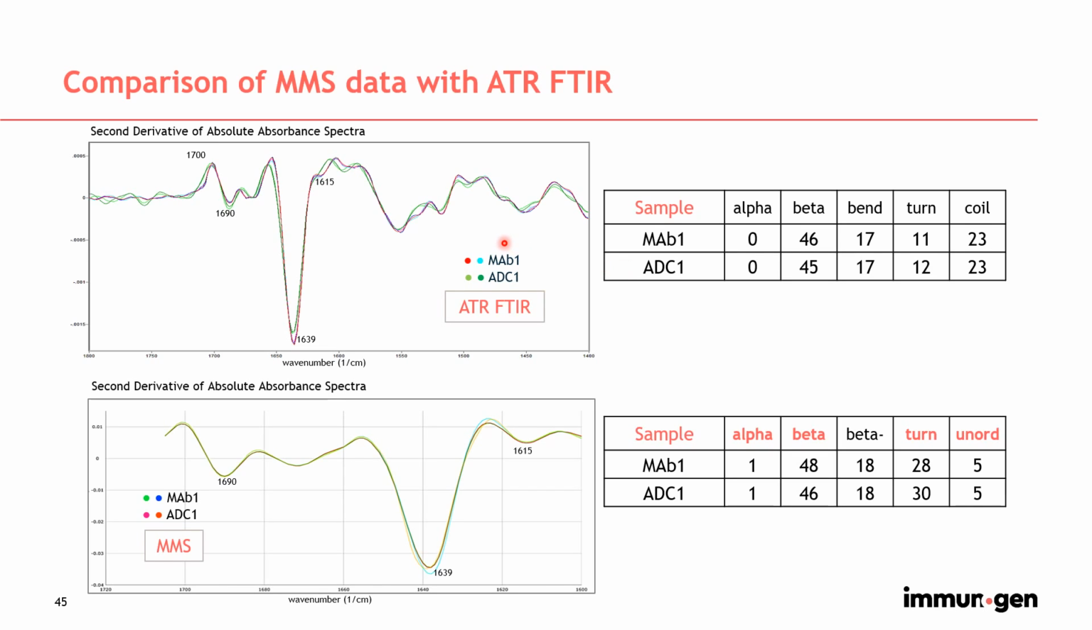Also looking at the fractional contributions in the antibody and the ADC of the different secondary structure components, there is great agreement between the major components of the alpha helix and the beta structures. Although there were some differences observed in the minor structural elements like the turns and the coils, this could be attributed to the differences in the softwares that were used to generate these numbers between the two different techniques. Also, the methods for curve fitting and the parameters used for peak assignments between these two were not completely harmonized, which could have resulted in the slight differences in the minor components. Although the overall absolute and the second derivative spectra looked very comparable between the two techniques.